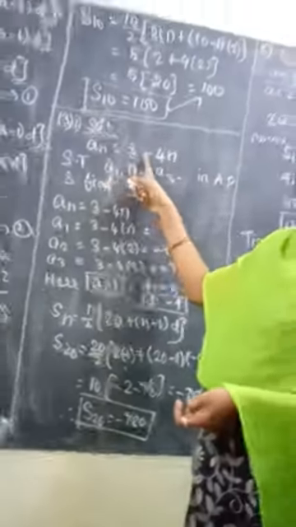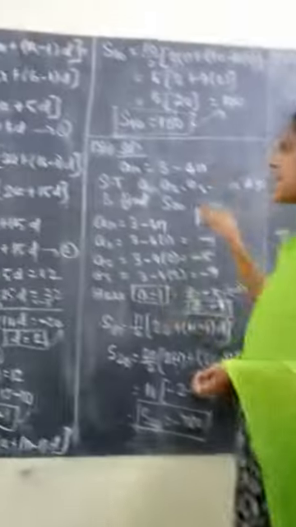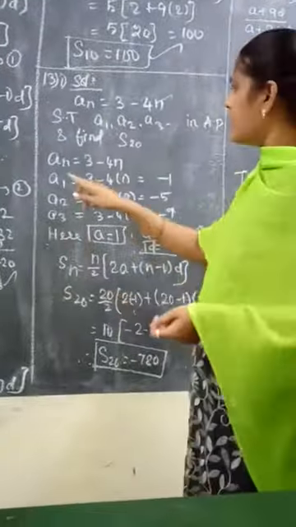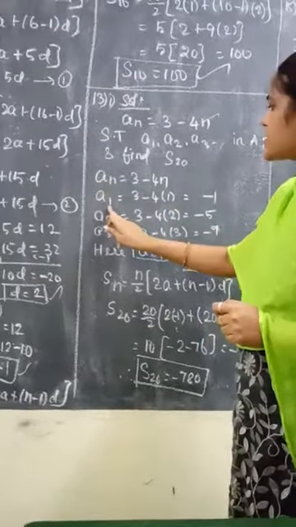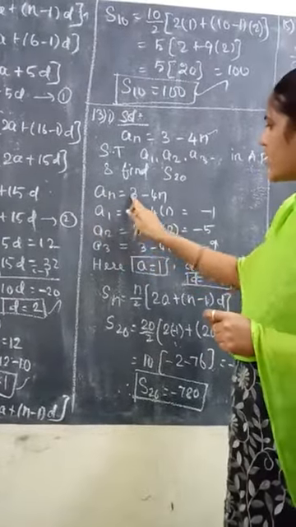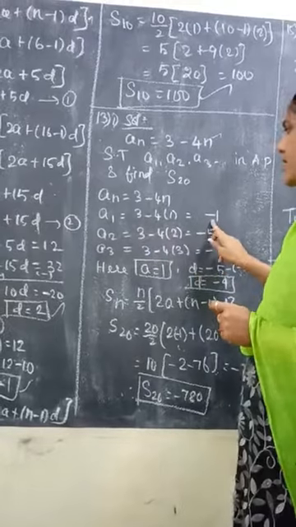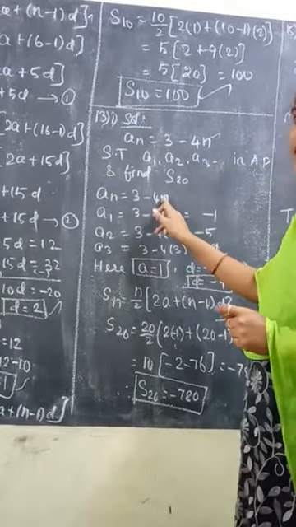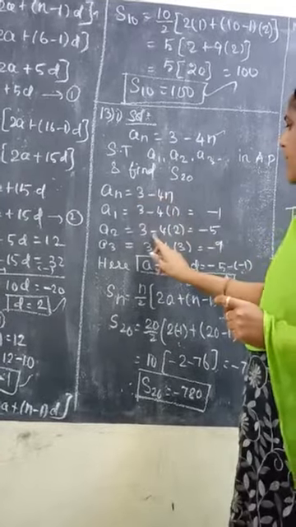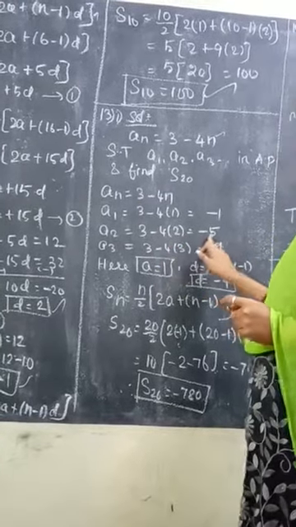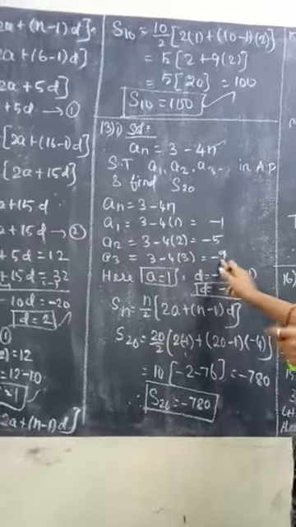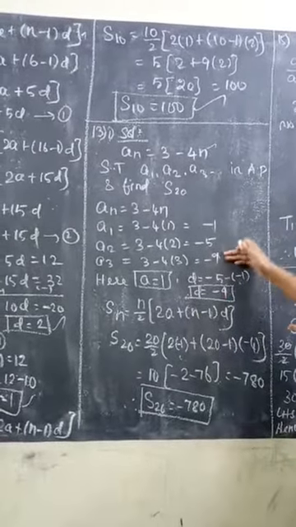What is the nth term? an equal to 3 minus 4n. This is the n value. We need to show a1, a2, a3 are in AP. So instead of n, first apply 1. So a1 is 3 minus 4 into 1, that is minus 1. Next a2, instead of n apply 2. So 3 minus 4 into 2 is minus 5. a3, instead of n apply 3. 3 minus 12 is minus 9. Okay, now it's a series.